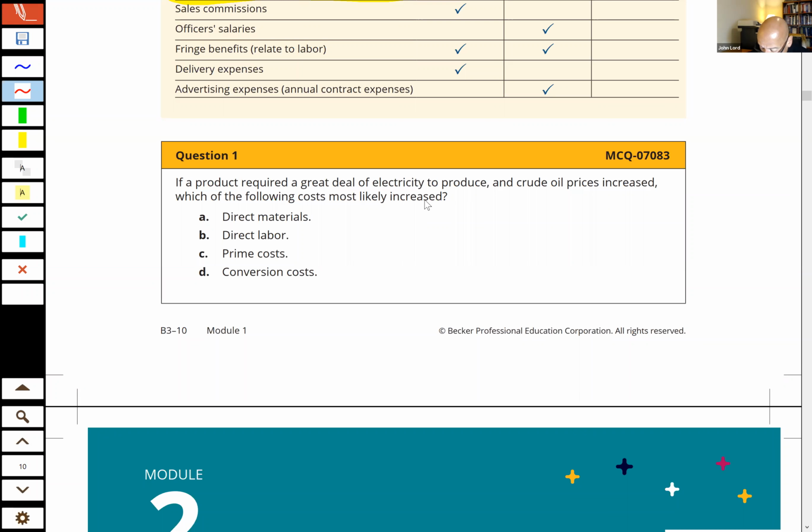Okay, good. Let's take a look at this one, guys. I'm going to go ahead and end the poll. And this again is one of those, and everyone got this right. So good job in dealing with the different names to describe the same thing, right? Okay, so electricity tends to be what? An overhead cost, and overhead costs are considered conversion costs. Even though direct labor is also a conversion cost, overhead only falls into the conversion cost category. Good.